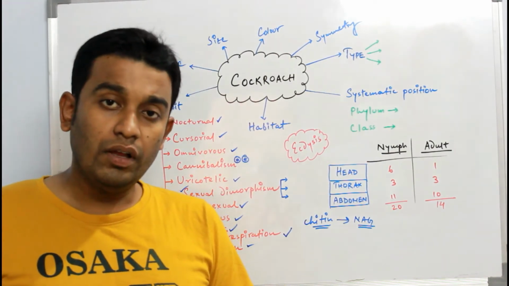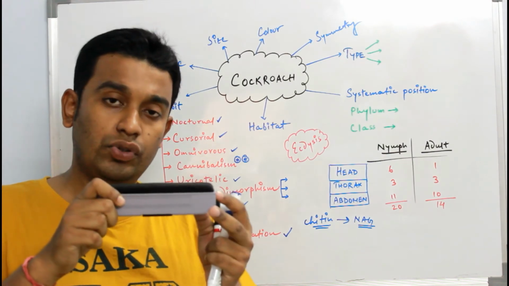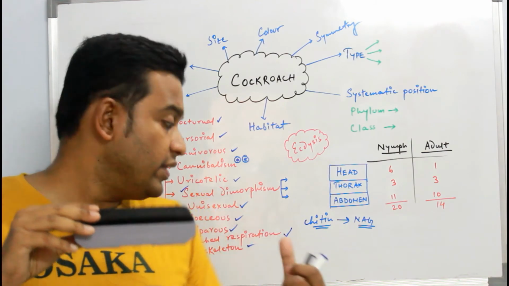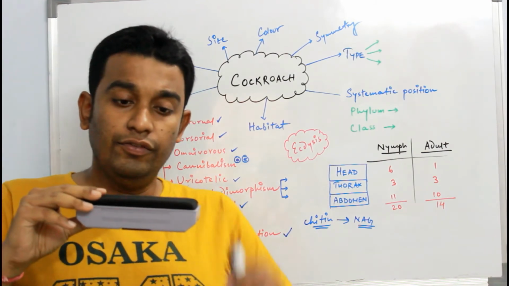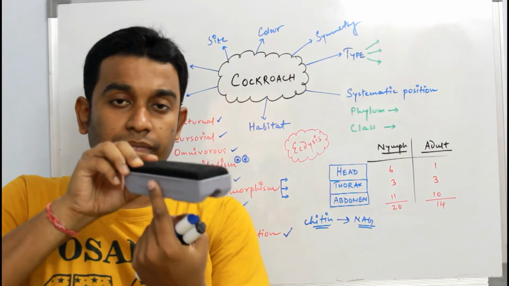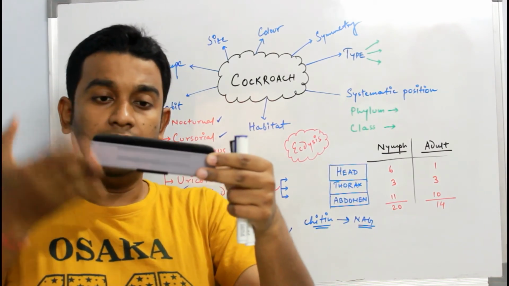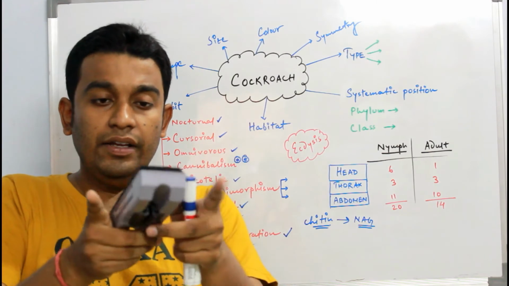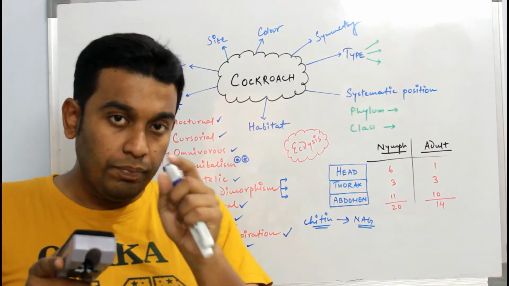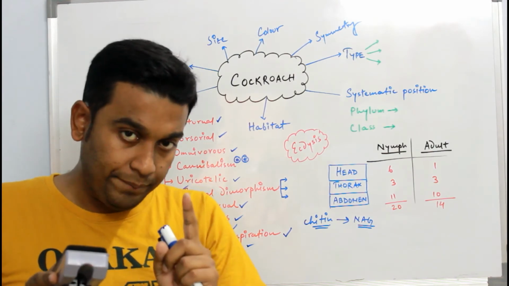Right? Now let me tell you a bit more information about the exoskeleton. See, suppose this is the body of a cockroach. So this cockroach body will be covered by this chitinous plate from top, from bottom, and from the side. So dorsal plate, ventral plate, and you have got lateral plate. So in total you will get 4 plates at a time, right?